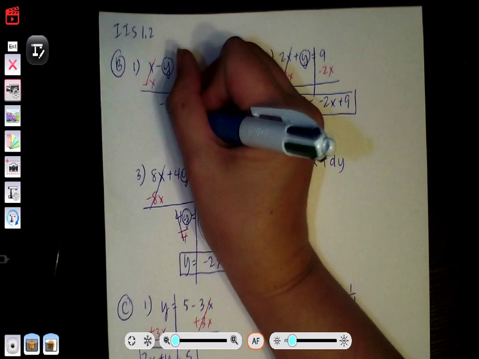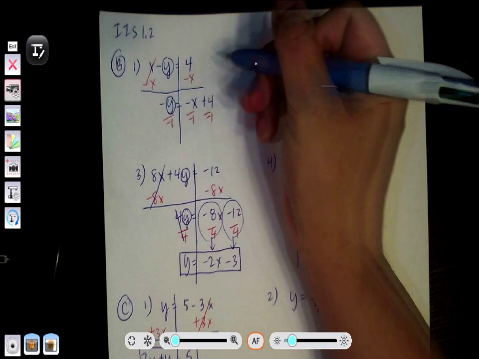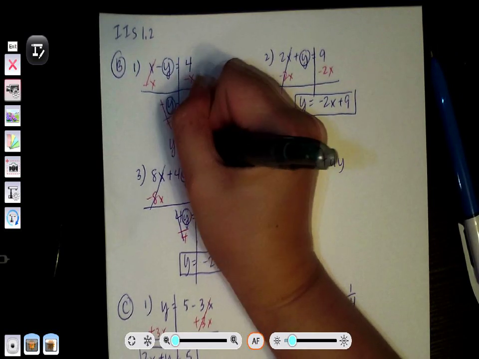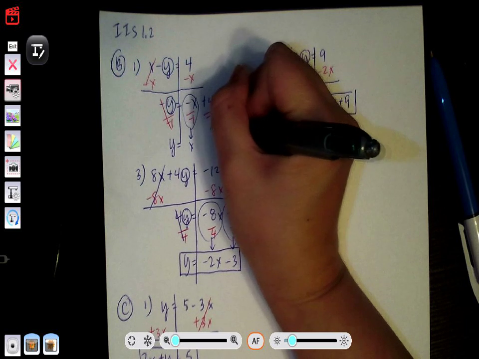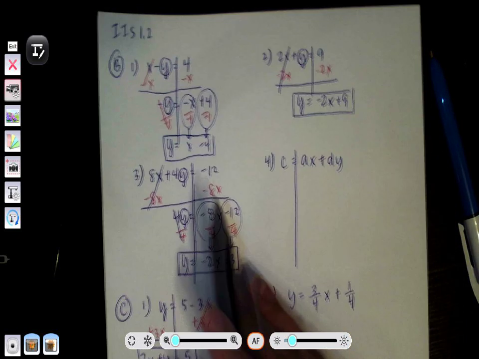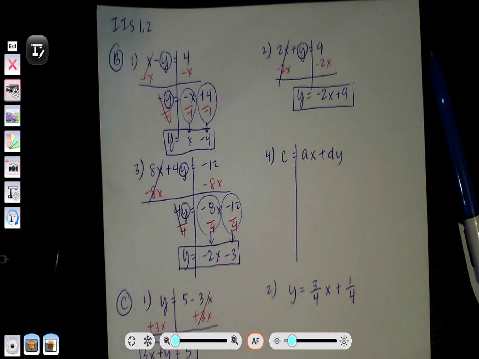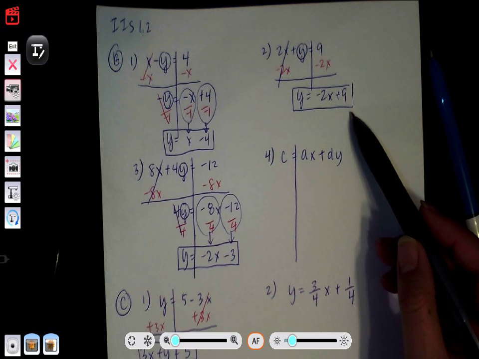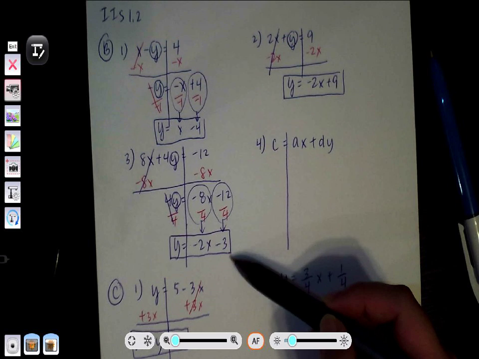So you can either multiply or divide by negative 1, and remember to do that to each of the terms to isolate the y completely, and your answer should be y is equal to now positive x minus 4. And here's your slope-intercept form. In this case, the m will be 1, and the b would be a negative 4. Okay, the answer for 2 is y is equal to negative 2x plus 9, and number 3 is y is equal to negative 2x minus 3.